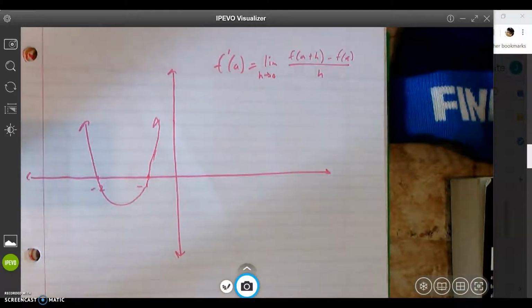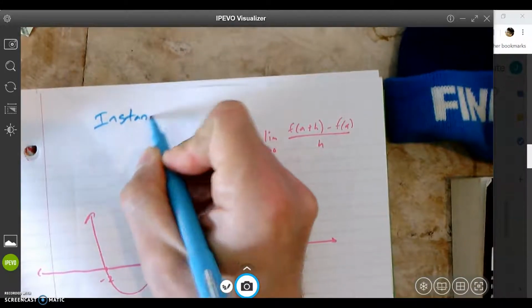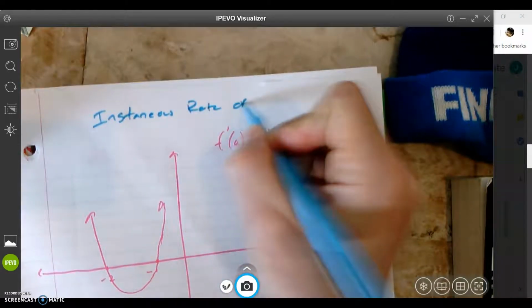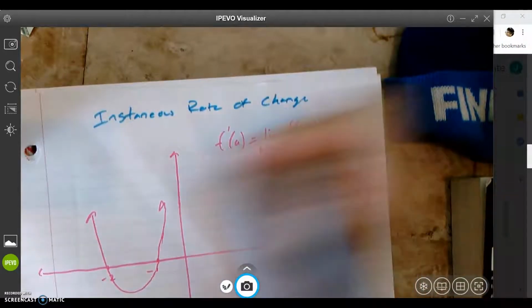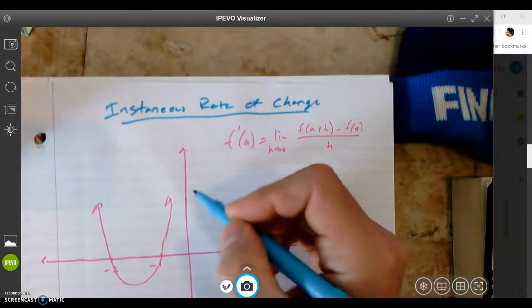All right, so today we're going to do instantaneous rate of change, which is the slope or rate of change at a particular point.